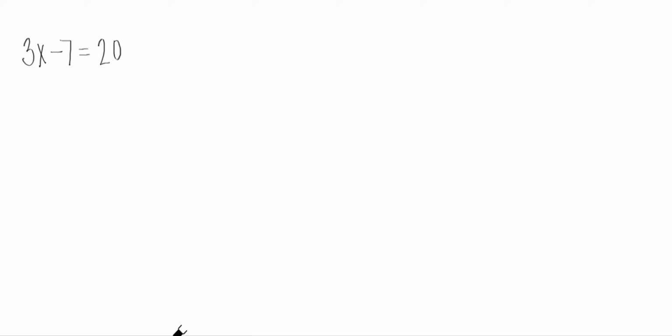Okay, so we've got this side of the equation, the left side and the right side. So whatever I do to the left, I must do to the right. Okay, so for this problem, what I'm going to do is I'm going to add 7 to both sides. You want to add 7 to both sides.